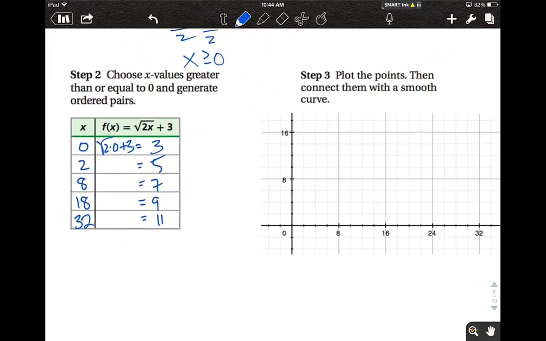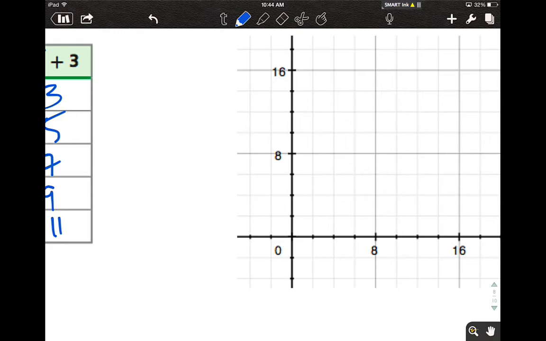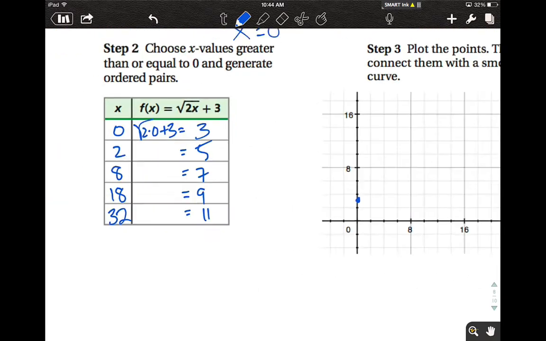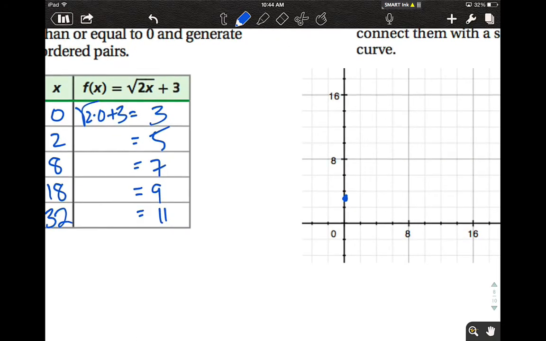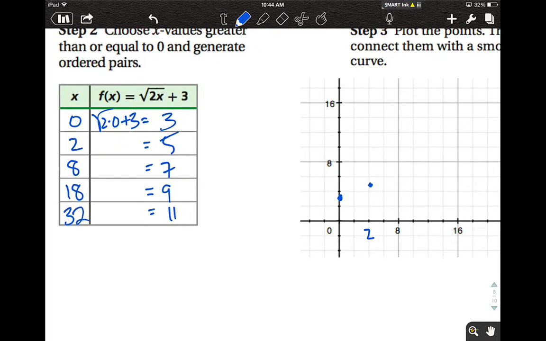Okay, what does this look like when you graph it? 0. What am I counting by? This is interesting. This is 8, so this has got to be counting by 2. So 0 is 3. All right, 2. Here's 2. That's going to be 5. 8. X is 8. I get 7.